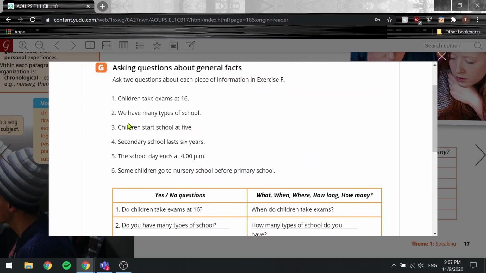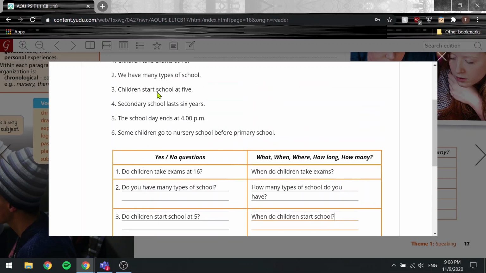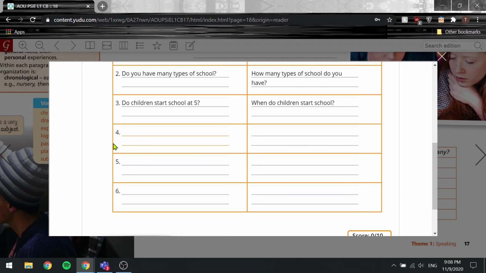Let's go to number 3. Children start school at 5. I'll say, do children start school at 5? That's a yes or no question. And for a normal question, I'll say, when do children start school? I could say children start school at 5. Do children start school at 5? Yes or no, etc.